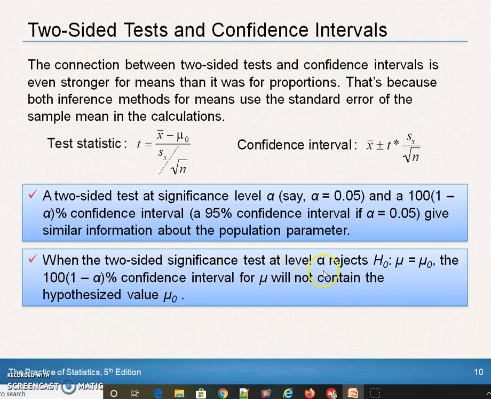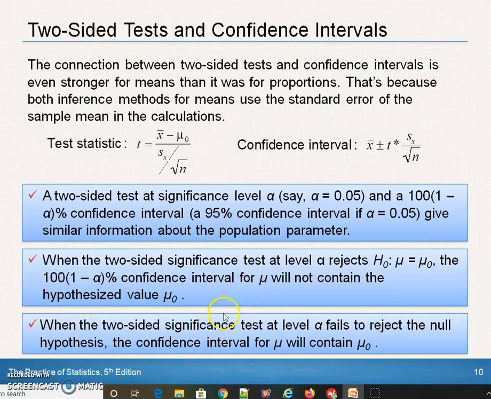A two-sided significance test at level alpha rejects the null hypothesis when the confidence interval will not contain the hypothesized value. So if you reject the null hypothesis, your value won't be in that confidence interval. When it fails to reject the null hypothesis, then the confidence interval will contain that mu sub 0.